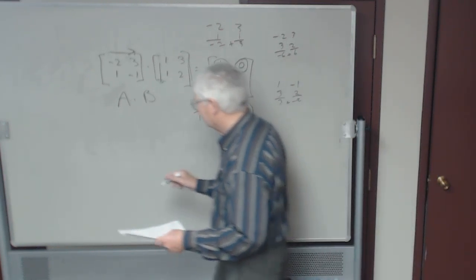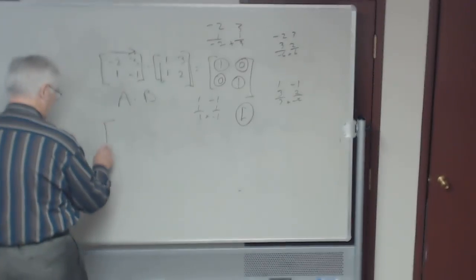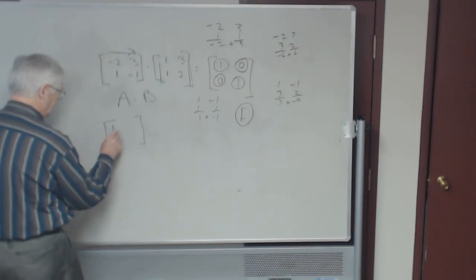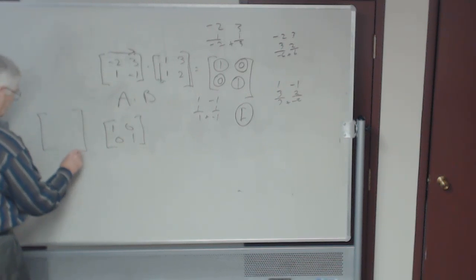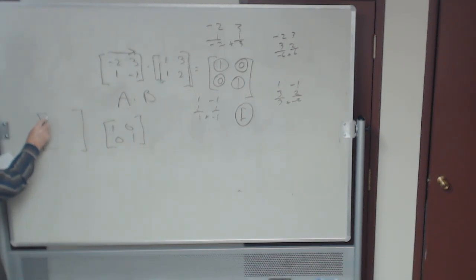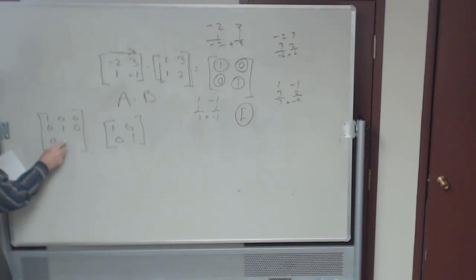The identity matrix for a 2 by 2 is 1, 0, 0, 1. The identity matrix for a 3 by 3 is 1, 0, 0, 0, 1, 0, 0, 0, 1. Okay? It tells you that back earlier in the chapter.